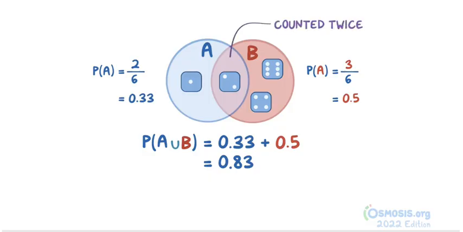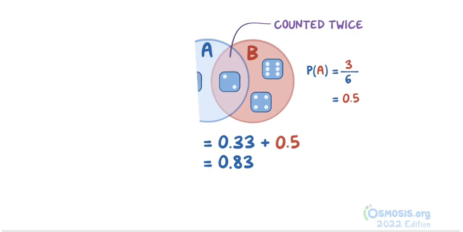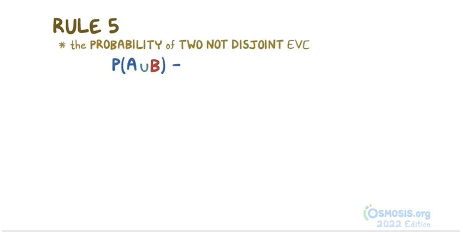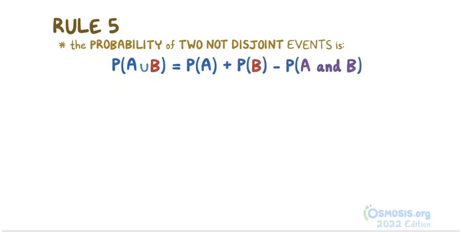To fix this, we need to subtract the probability of the overlapping area from the sum of the two individual probabilities. So Rule 5 states that the probability of two not disjoint events equals the sum of the probability of event A and the probability of event B, minus the probability of event A and B together.